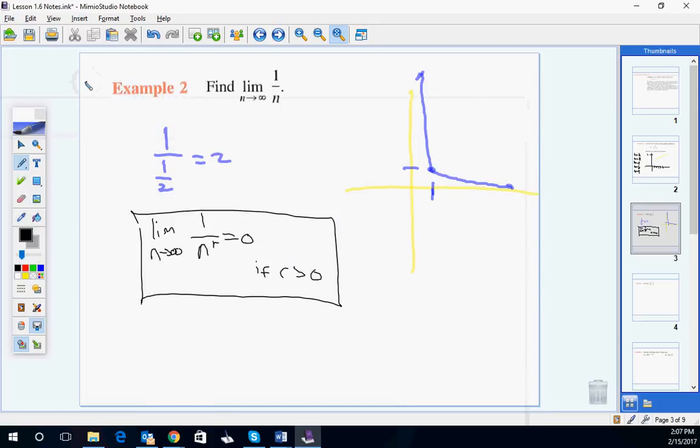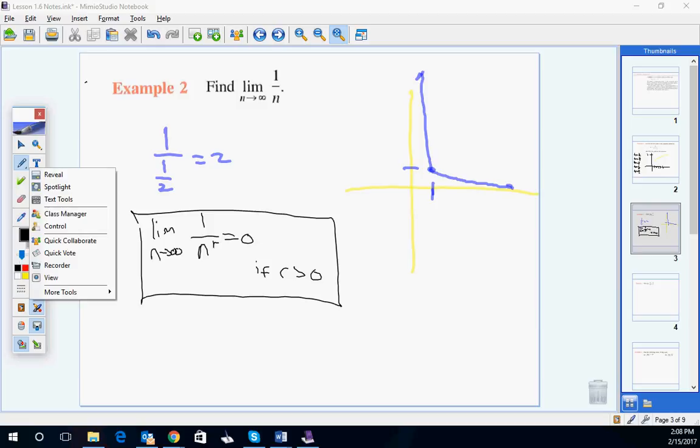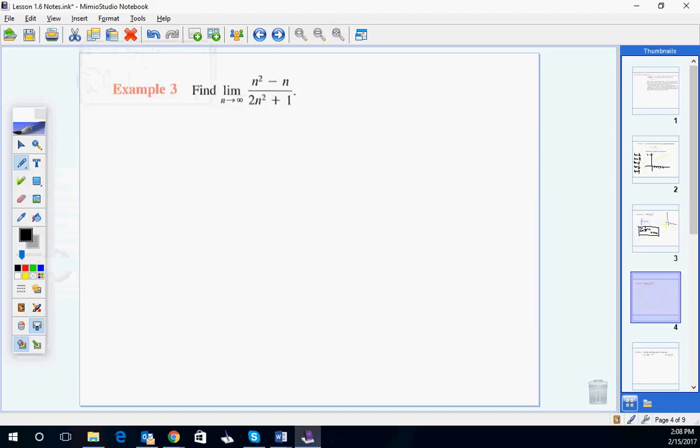Okay. So what that means is that it doesn't matter if it's an n squared and n cubed, it's all... All right, so then example 3, try that one. What do you think that one's approaching? N squared minus n over 2n squared plus 1. Can you see right off the bat if one's growing faster than the other?